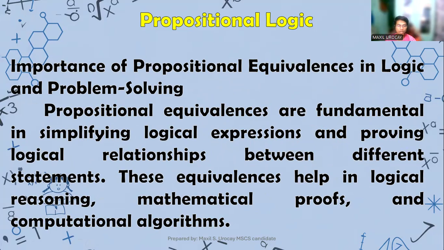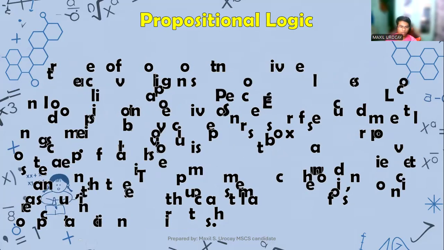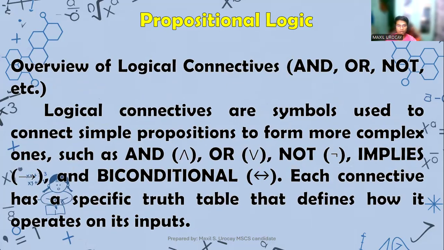Now, the importance of this in terms of logic and problem solving is that it is fundamental in simplifying logical expressions and proving logical relationships between different statements, and the equivalence. These equivalences help in logical reasoning, mathematical proofs, and computational algorithms. So our goal here is to check if they are related to other propositions, rules or laws as well. We'll check that in the later part.